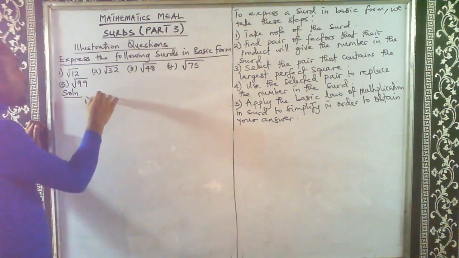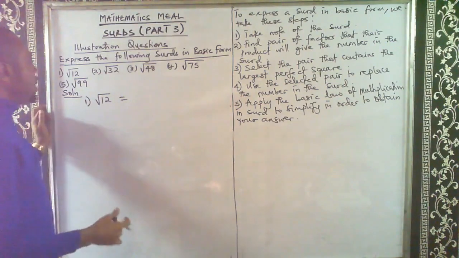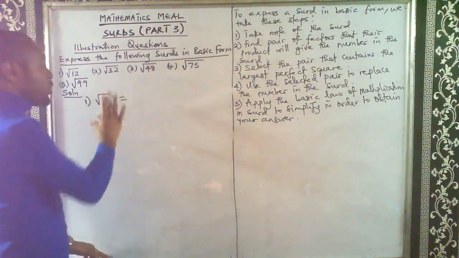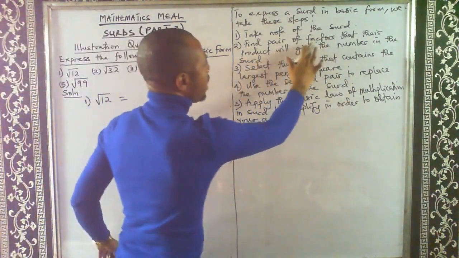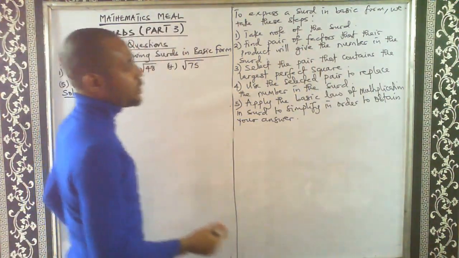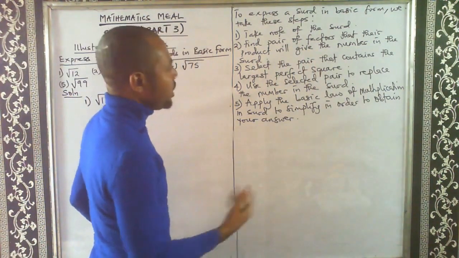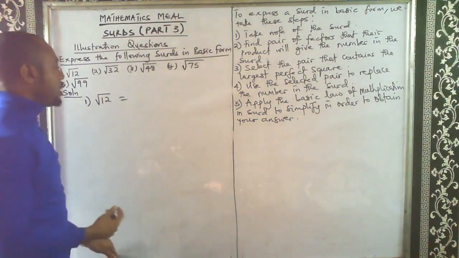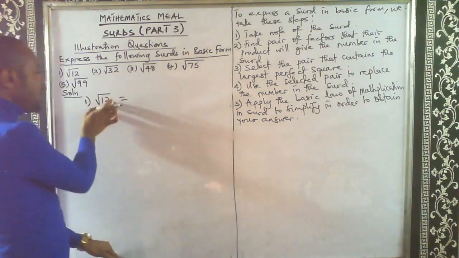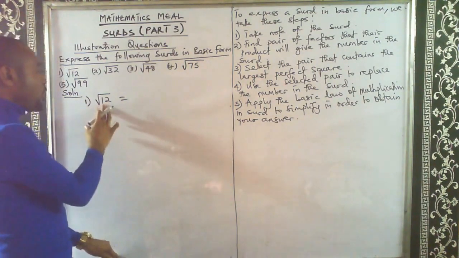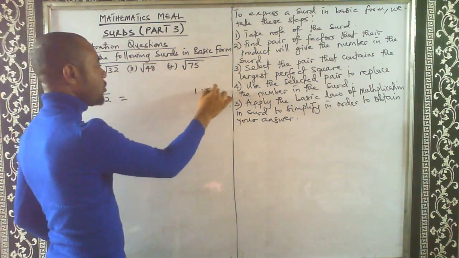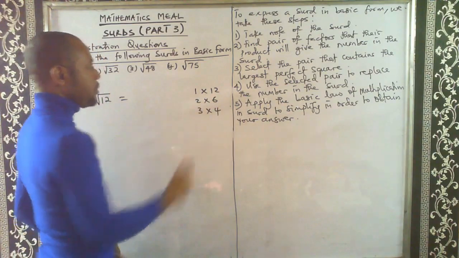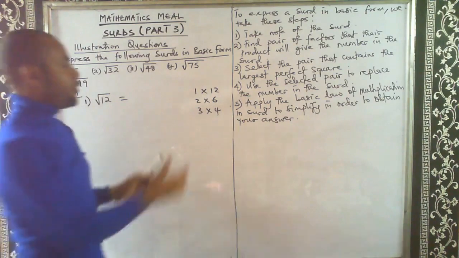Question number 1. We have square root of 12. We want to express this in basic form. What are we going to do? We say take note of the surd. We have taken note of this surd. They say find a pair of factors that their product will give what? The number in the surd. Find pairs of factors that their product will give the number in the surd. So what are numbers that I will multiply to give me what? 12. That would be 1 times 12, 2 times 6, that would be 3 times 4, and nothing more. So I've seen pairs of factors.